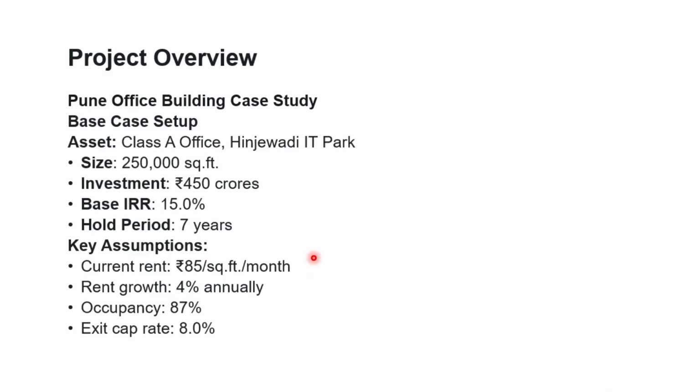Now let's take one example. We have a Pune office building case that represents a typical institution quality investment in India's IT hub. The base case setup shows a Class A office in Hinjewadi IT Park. This location choice is taken for a reason, as it represents established demand with major IT companies. The building size is 250,000 square feet, which is substantial enough to attract large corporate tenants, but not so large as to create leasing difficulties.